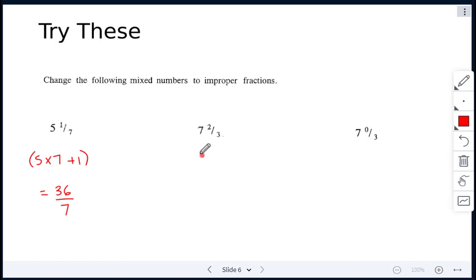Our next one, 7 and 2/3. So again, we're going to multiply the whole number and the denominator. So 3 times 7, and then we're going to add the 2. So 21 plus 2, that's 23. And we keep the denominator the same as 3. So 23 over 3. And lastly, 7 times 3 is 21. 7 times 3, and then plus the 0. So we end up with 21 over 3.